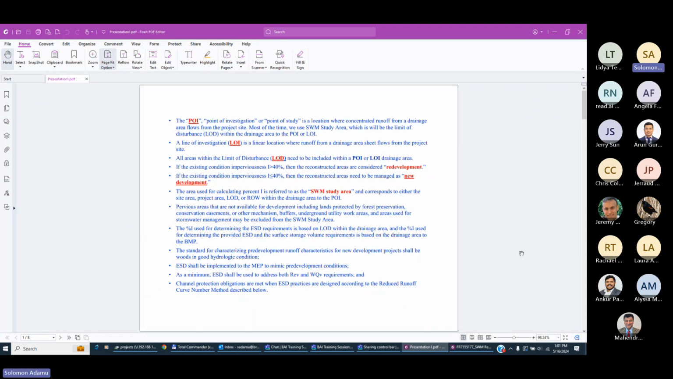For the next time, maybe we can prepare how to apply this in a project, using those spreadsheets, how to calculate and how to delineate drainage areas.